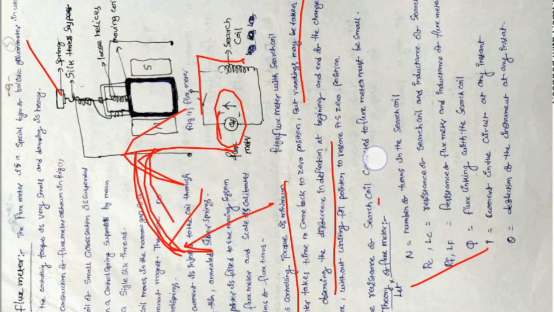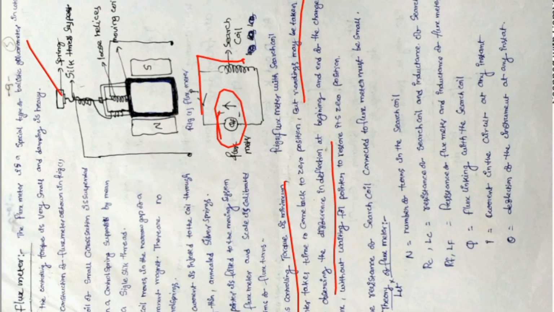The next point is that the resistance of the search coil connected to the flux meter must be small. The search coil also has very small resistance. The theory of flux meter is similar to that of the ballistic galvanometer. For the theory of flux meter, let us consider the various parts.